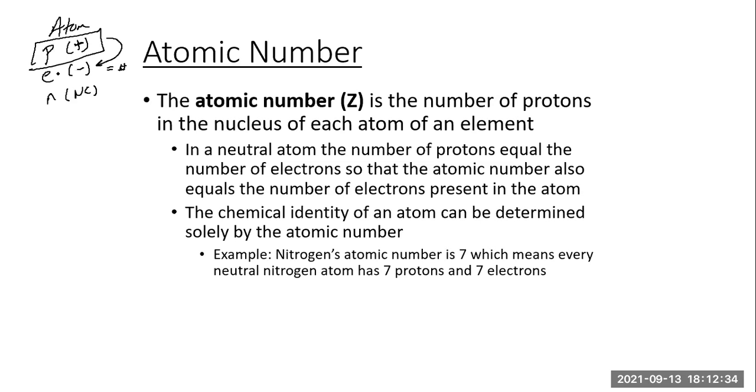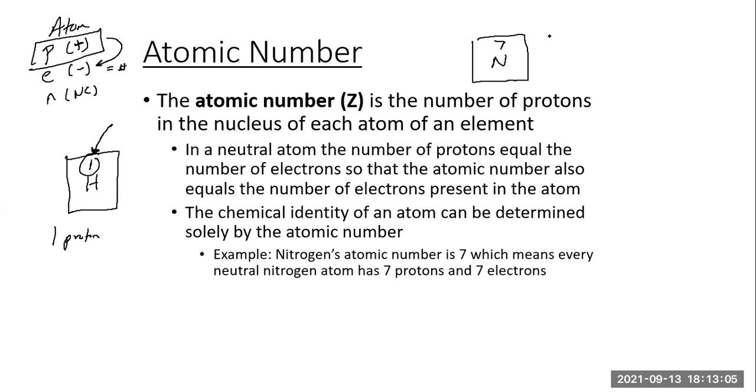Second to that, though, if the atom is neutral, it will also tell you the number of electrons present. For example, if we go to the periodic table and look at hydrogen, the atomic number is found right above the symbol, and hydrogen's atomic number is 1. That means that hydrogen has 1 proton. If you look on the periodic table for nitrogen, N, it will have a 7.